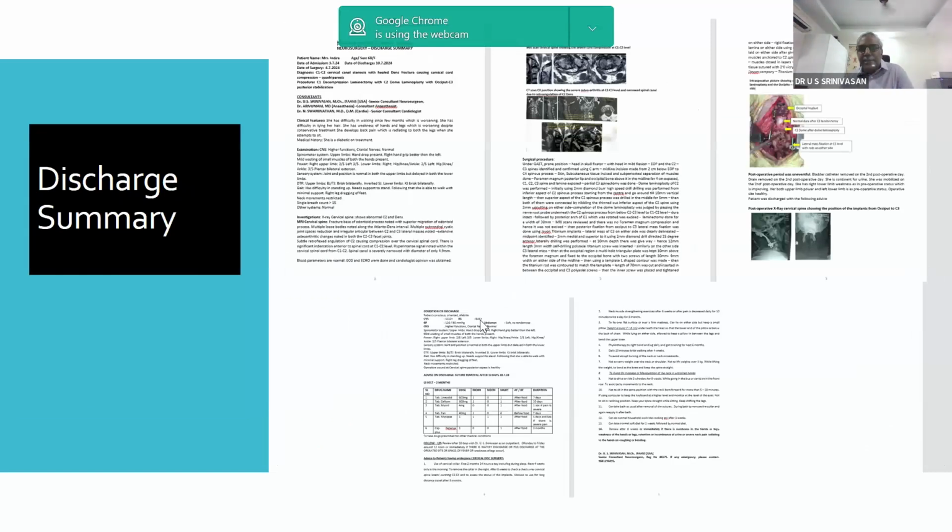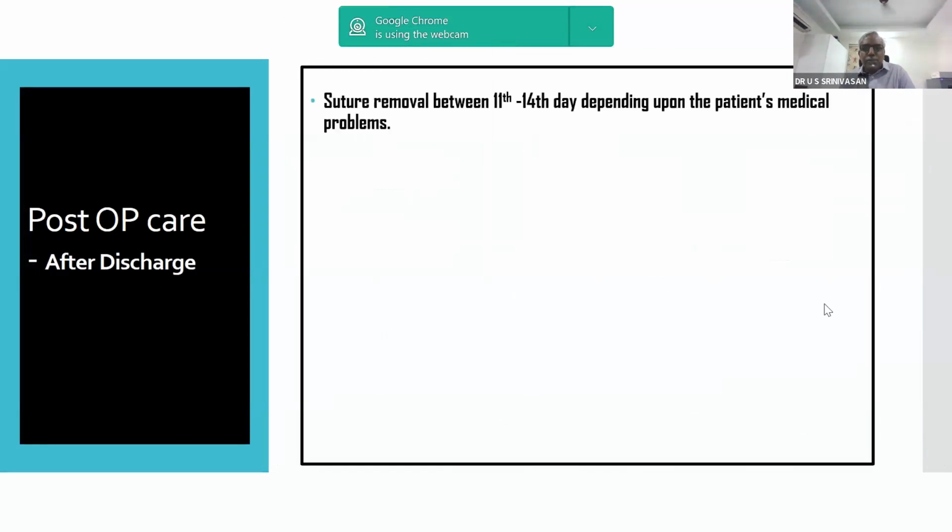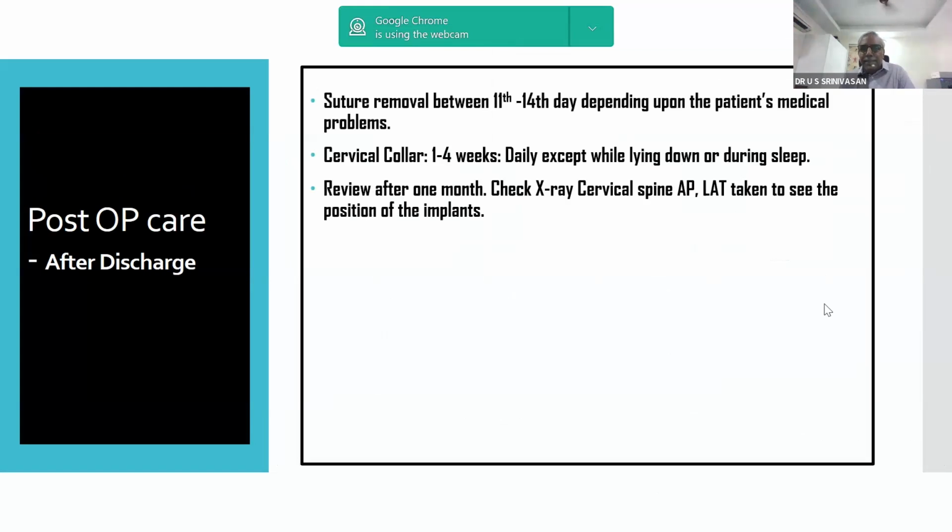I give a detailed discharge summary. For the youngsters, this I found in Japan about 20 years before. They do a beautiful thing: pre-operative pictures, then intraoperative pictures and post-op. So you have got a permanent record for presentation and you document everything, which will help you out. Post-op suture removal is done between the 11th and 14th day, depending upon the patient's medical condition.